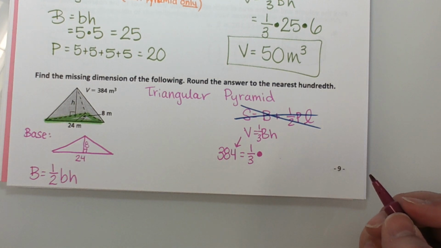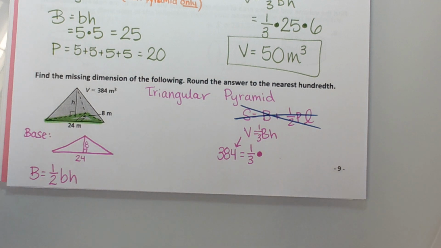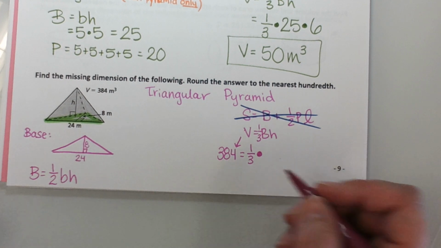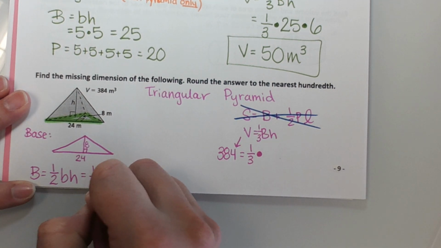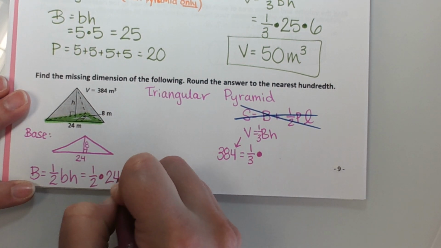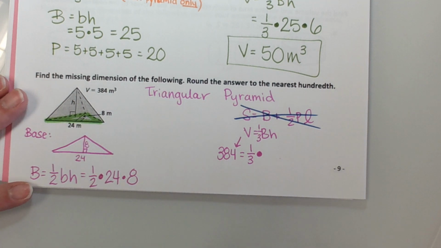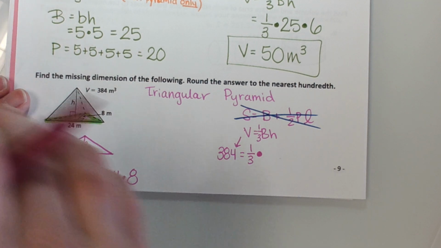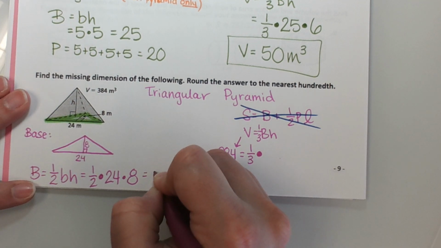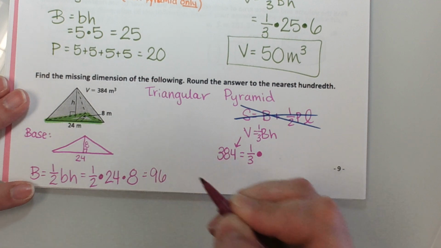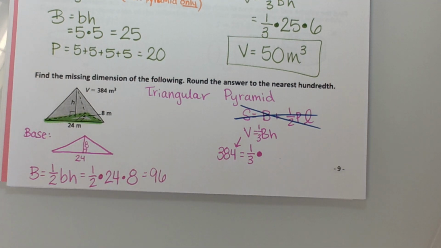What are the base and the height? 24 and 8. They're perpendicular. 192. I was about to say. 96? Yeah. That works out better.